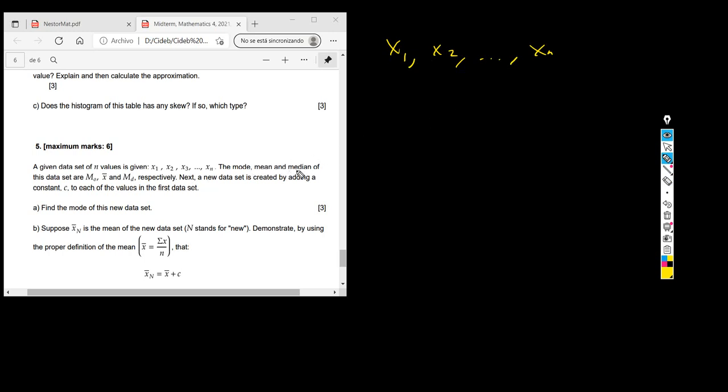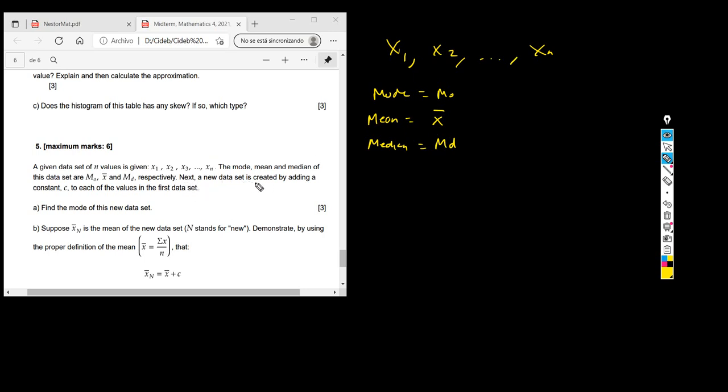The mode, the mean, and the median of this data set are these three. The mode is represented by this symbol. The mean, as we know, is represented by this symbol. And the median is empty. That's it, guys. That's all. I mean, there are no values involved in here, no constants. It's all given in terms of variables.